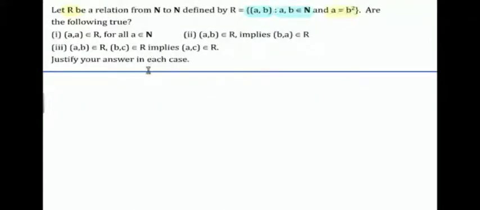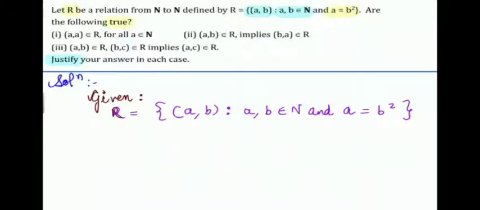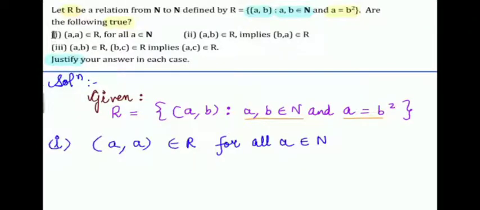Okay, let R be a relation from N to N defined by R is equal to {(a, b): a, b belongs to N and a is equal to b square}. Are the following true? First, (a, a) belongs to R for all a belongs to N. So given that relation R is equal to (a, b), where a and b both belong to natural numbers and a is equal to b square. You have to just check whether the following is true and justify your answer.